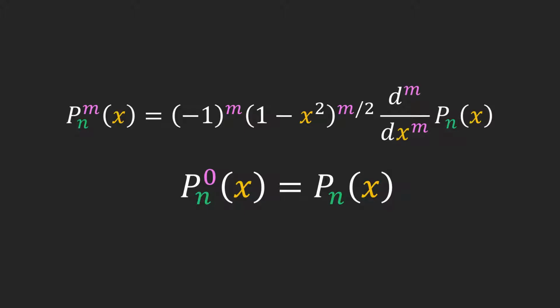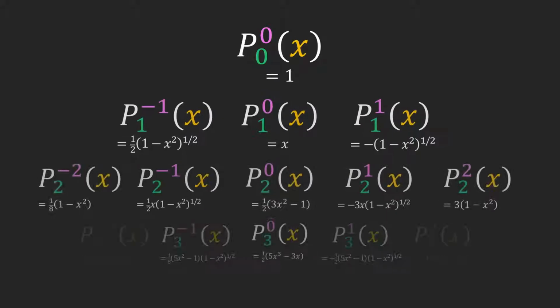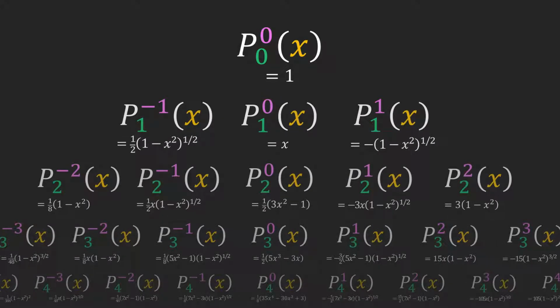We can also extend the definition to allow m to be negative, defining these associated Legendre functions as particular scalar multiples of their corresponding functions of positive order. This means that for any given value of n, we have a total of 2n plus 1 associated Legendre functions, whose orders range from -n to n.